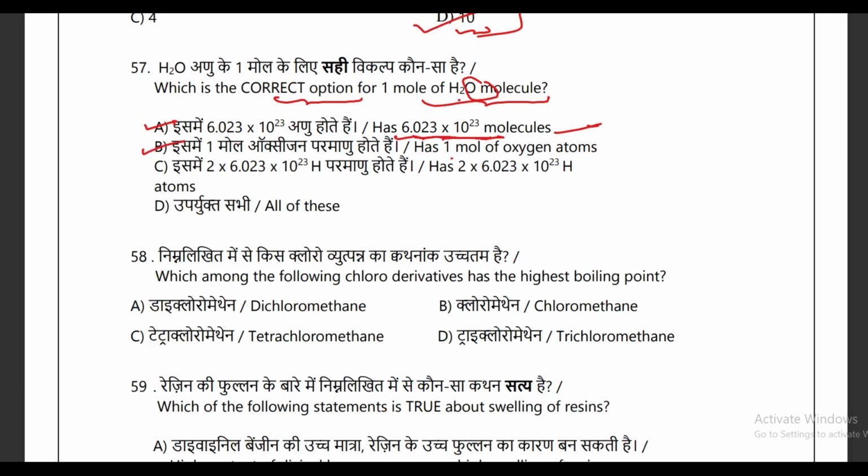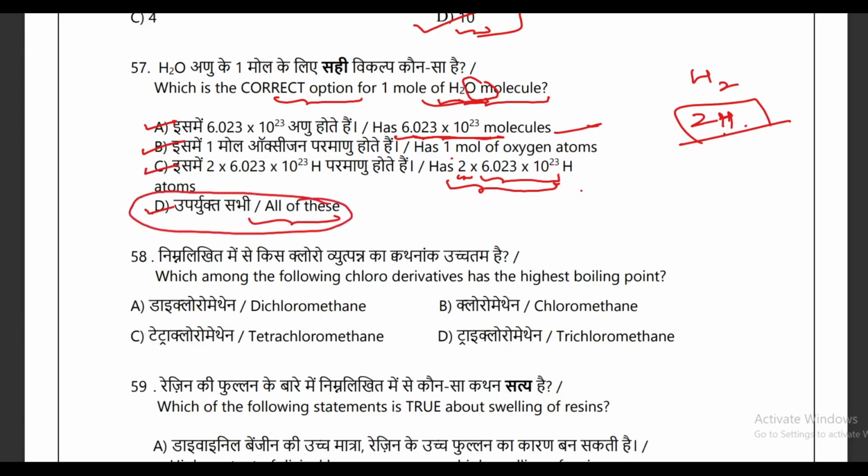If you talk about water, in this case there are two hydrogens. If there is only one hydrogen in any compound, obviously in that case the number of atoms will be equal to Avogadro number. But in this case there are two hydrogens, so the total number of hydrogen atoms is twice this number. So C option is also correct, and D is all of these, so you have to tick D as your correct answer in this question.